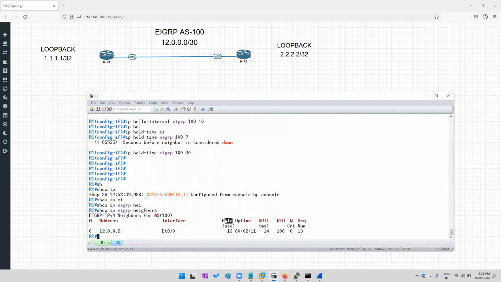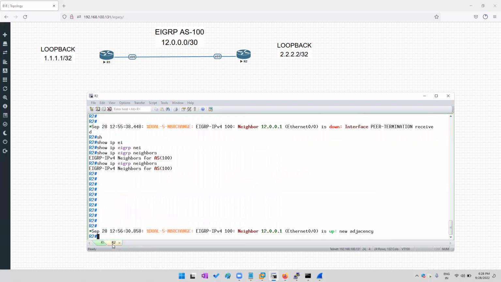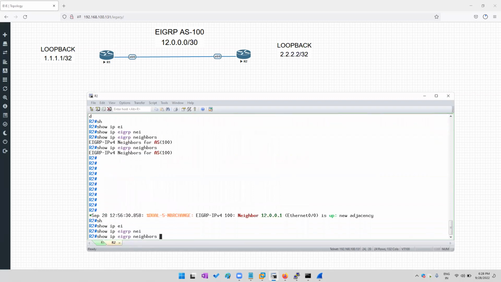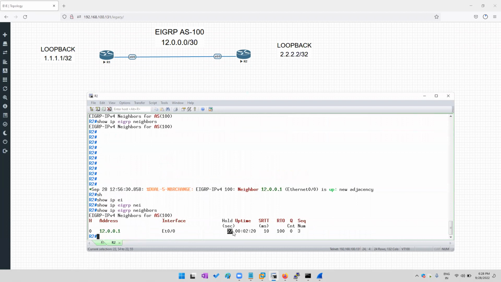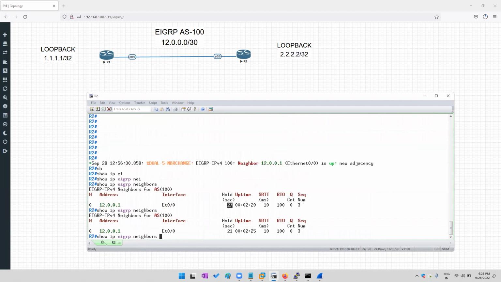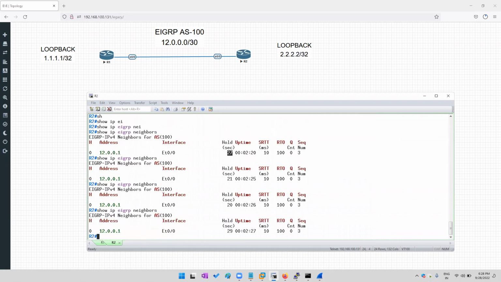On this side we are getting 15 seconds because R1 accepts R2's timer. On the R2 side, show IP EIGRP neighbor. R2 says my timer starts from 29, counts down to 20, then refreshes. Why? Because the timer starts at 29 and goes down to 20, then the 10 seconds are complete and R1 sends a hello. So basically, if your timers are mismatched, the neighborship will go down.